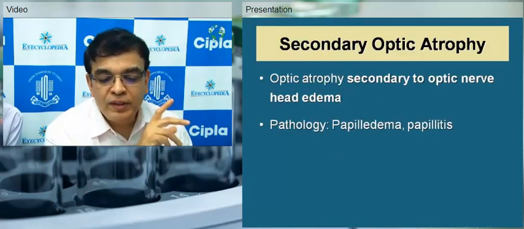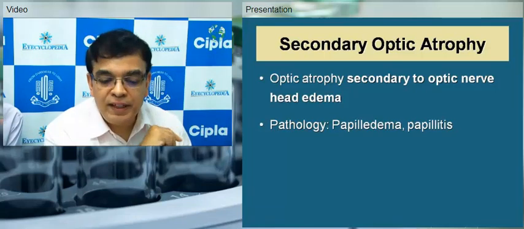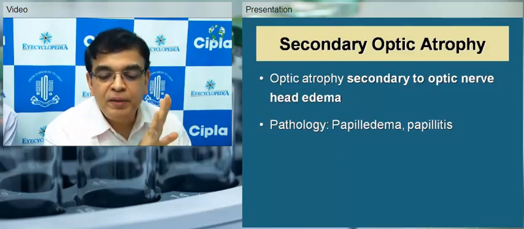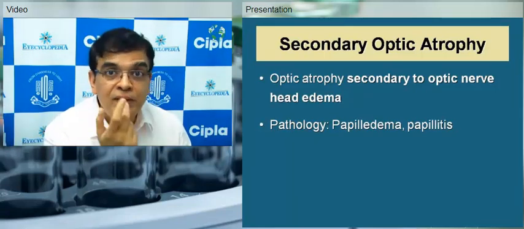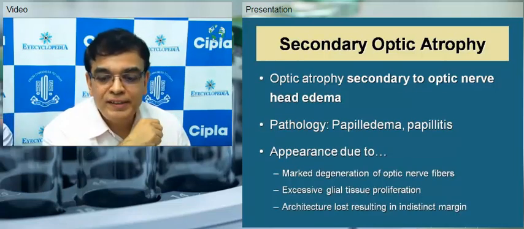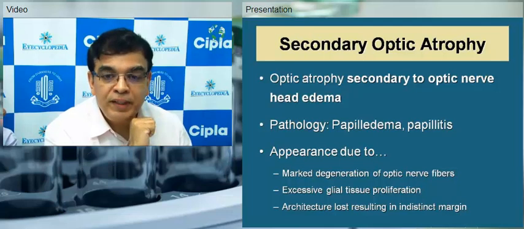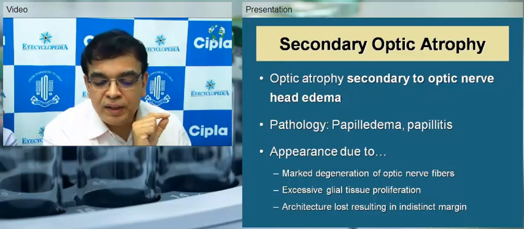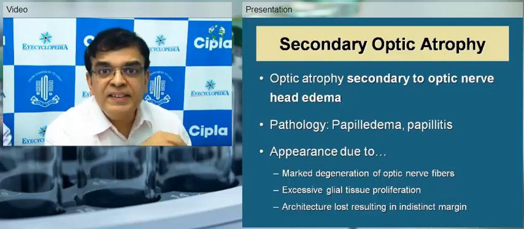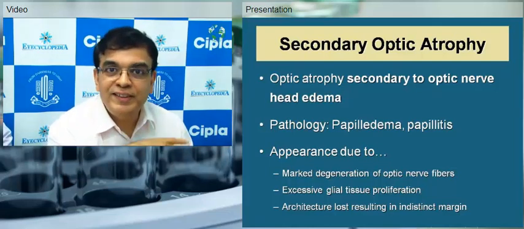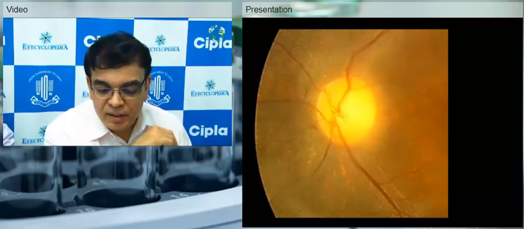So what is the cause? It's secondary to optic disc edema. Whether it is papilledema or papillitis, we don't know. You have to ask the history and find some other way to come to this conclusion. So the appearance in secondary optic atrophy is due to a marked degeneration of optic nerve fibers, this excessive glial tissue proliferation, which is why it spreads over to the vessels peripapillary, and the architecture is lost in this indistinct margin.